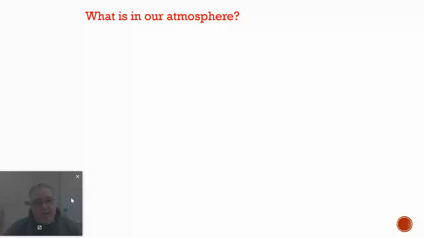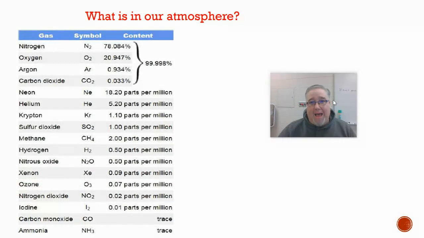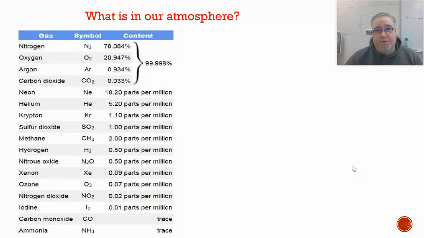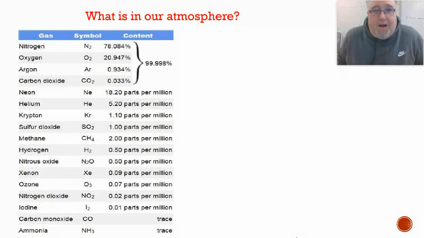All right, so let's start today with what's in our atmosphere. Let's put myself over here for right now. This is a list of pretty much everything that's in our air, our atmosphere. They list each component here, they even give you the symbols of each one, and they give you the relative abundance of each one as well.